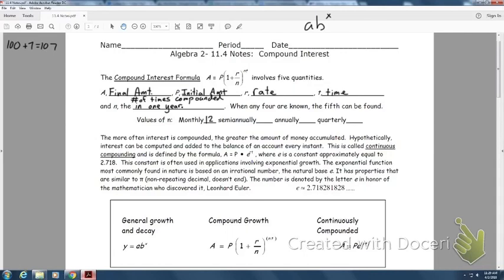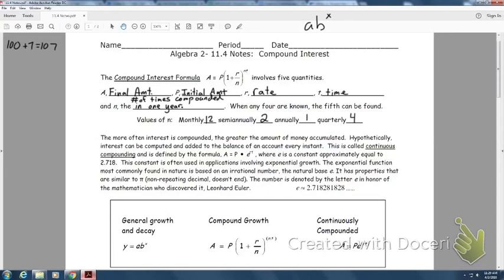If it's semi-annually, then it would be, something happens semi-annually. How many times a year does that happen? Twice. Semi means half. So each half year. Annually would be what? Once. Quarterly. 4.